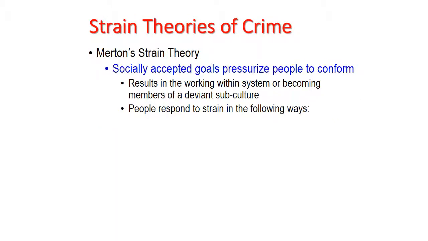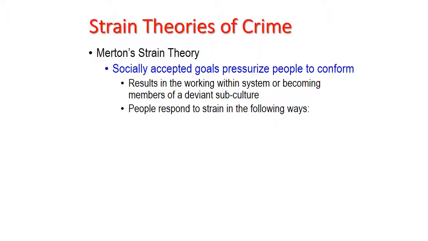Another one of the social theorists that has proposed a widely accepted theory of involvement in criminal behavior is Robert K. Merton, and he has proposed what we now know of as Merton's strain theory. His basic premise is that socially accepted goals pressurize people to conform to what is thought of as being the right thing to do within a society, what people look up to you for, what people expect you to do, what is the good thing to have, or what is good to be known for.